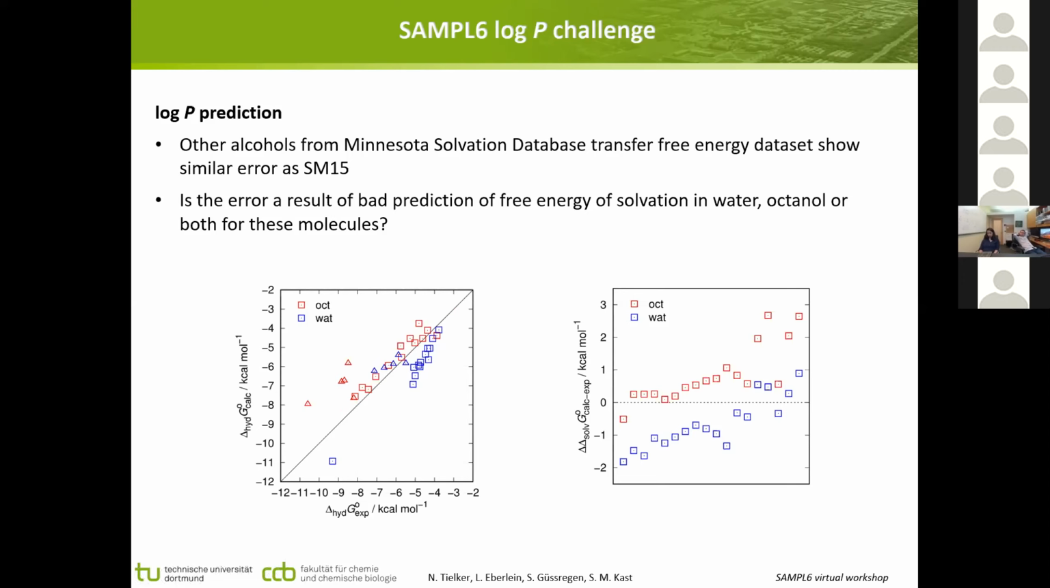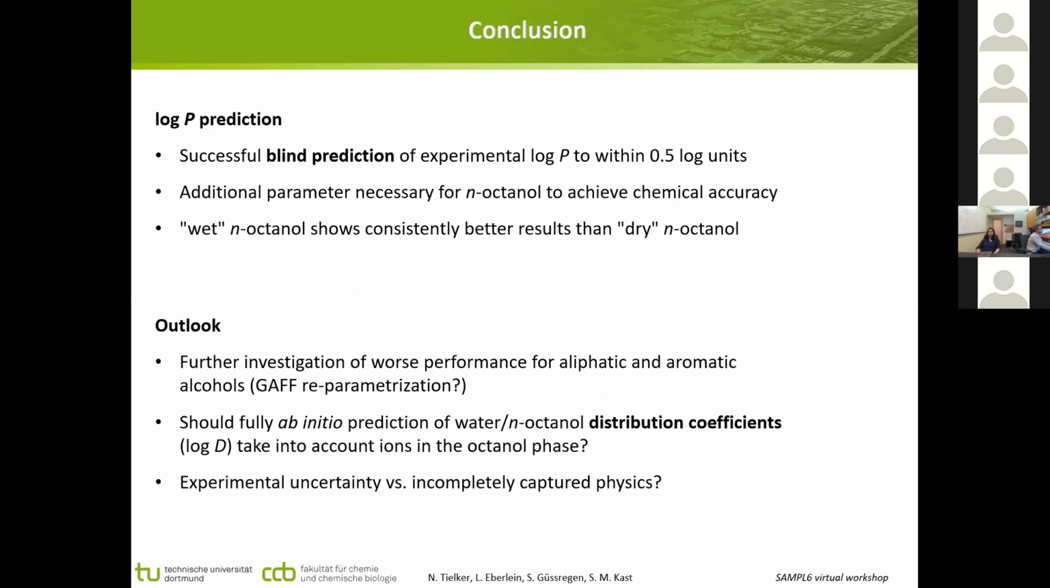Why is this so different for just alcohols, but not the other groups? But I think we only found this behavior due to the SAMPL6 challenge. So this was quite nice for us. And with this, I'd like to come to a close.